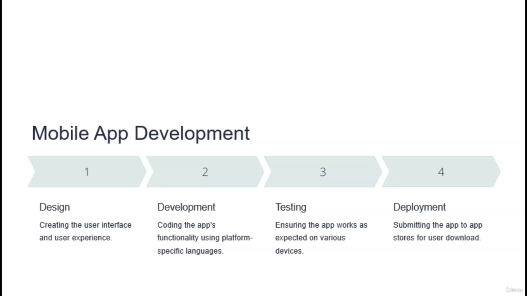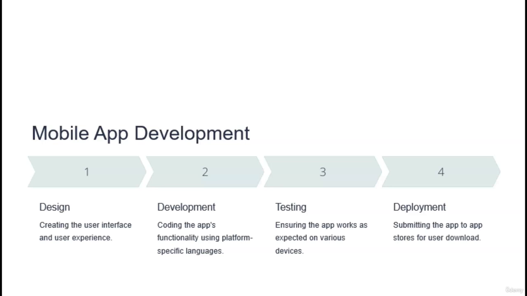Second step is development. Once the design is complete, the next step is the development process. This involves writing the code that makes the app work. Depending on the platform you're developing for, you might use languages like Swift for iOS or Kotlin for Android.